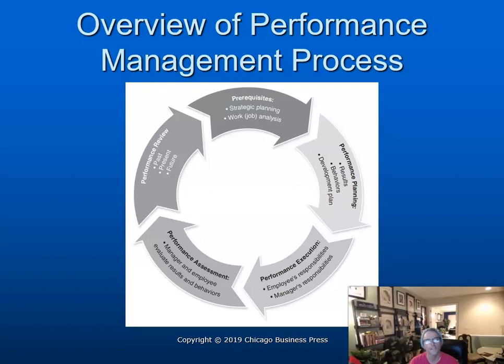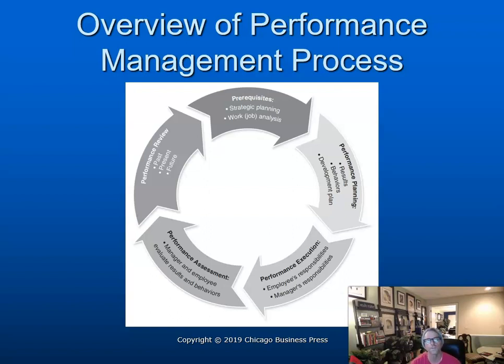Good day, everybody. I want to talk a little bit about the performance management process. This is fundamental to what we're studying, and it's a fundamental precept of human resources. Some would say the same for management. Management is in charge of overseeing employees.